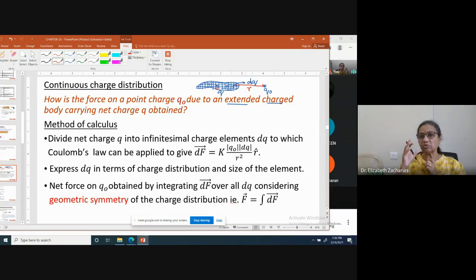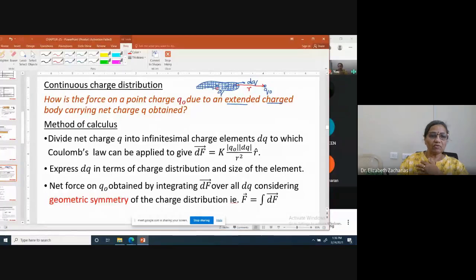When I do that, if I take 10 elements and add up, it is a summation. Instead of 10, if I am going to have, let's say, a million elements, and I have to add them, then it is no longer a summation. A summation becomes an integration. So this is the philosophy of taking care of continuous charge distribution.